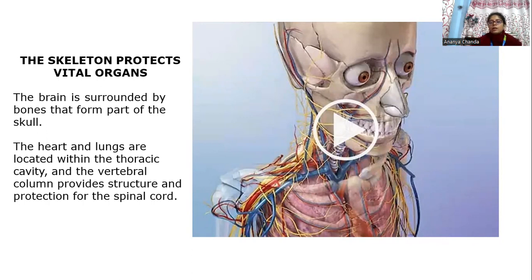So this thoracic cage is actually comprising of what? The sternum. The sternum actually holding what? The rib cages. So inside the rib cage, there is heart and lungs. And then comes the vertebral column, which provides what? The structure and the protection for the spinal cord.